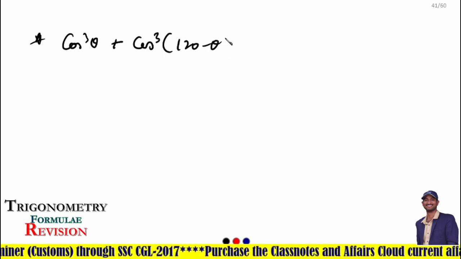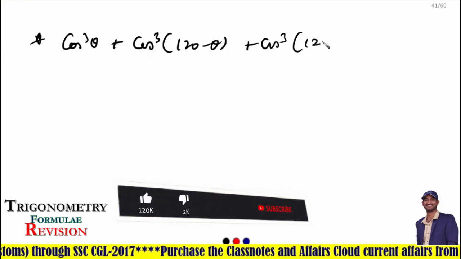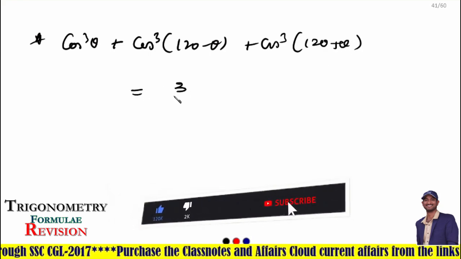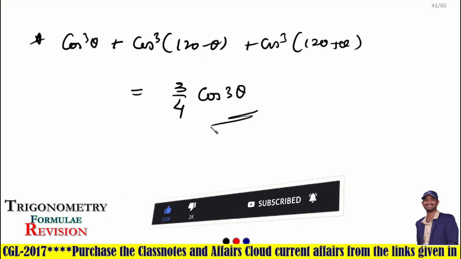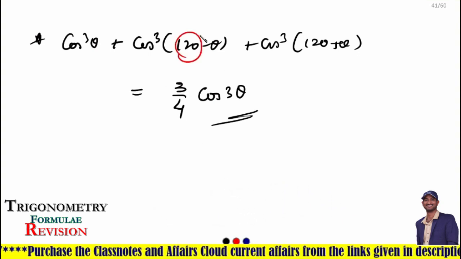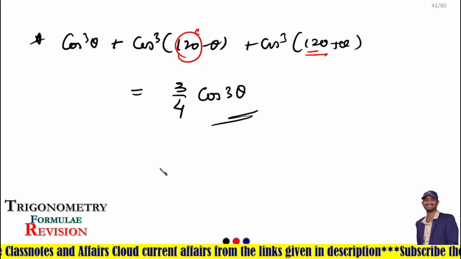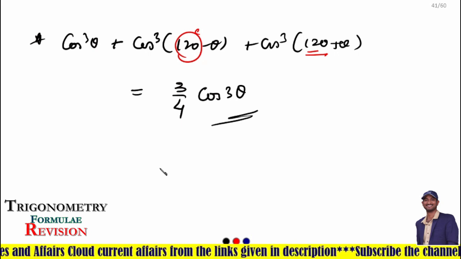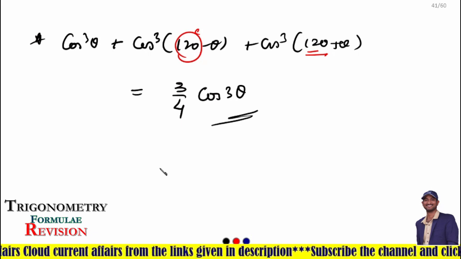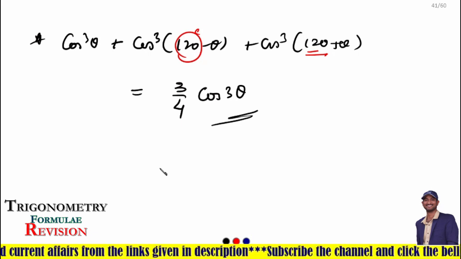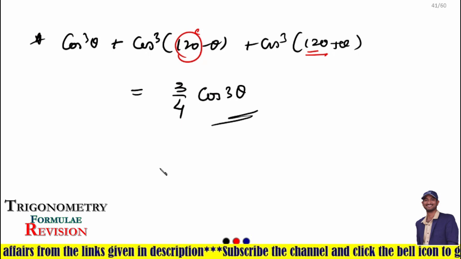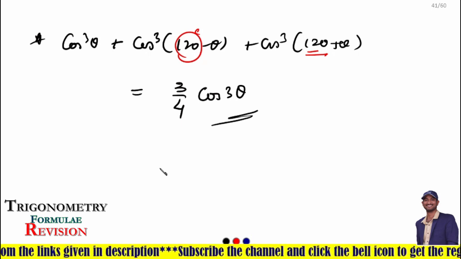And next and last formula in trigonometry, an important model, that is cos cube theta plus cos cube 120 minus theta plus cos cube 120 plus theta is always equal to 3 by 4 cos 3 theta. It is particularly for 120 degrees. Okay, cos cube theta plus cos cube 120 minus theta plus cos cube 120 plus theta is always equal to 3 by 4 cos 3 theta. So these are the important models or important formulas in trigonometric ratios.